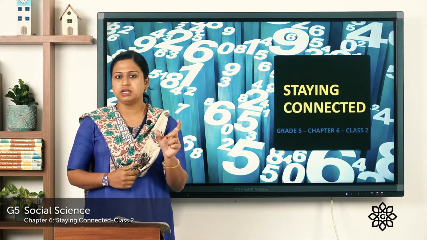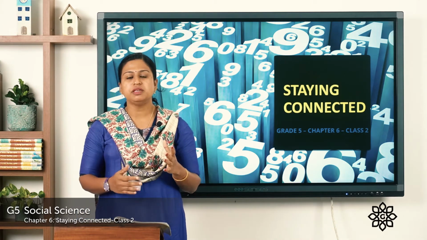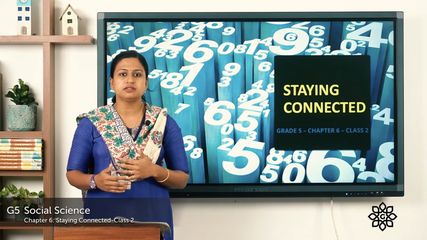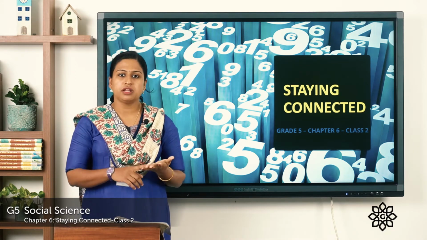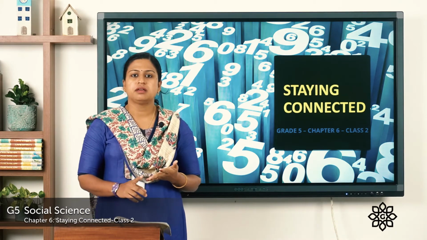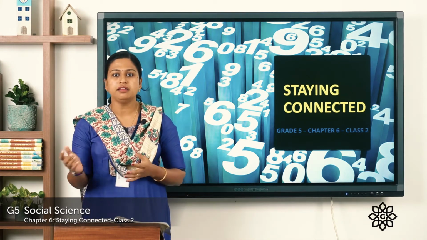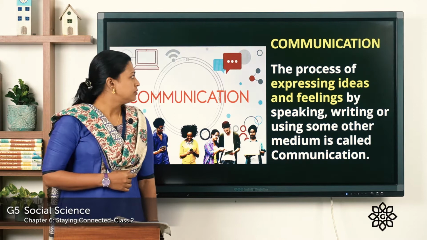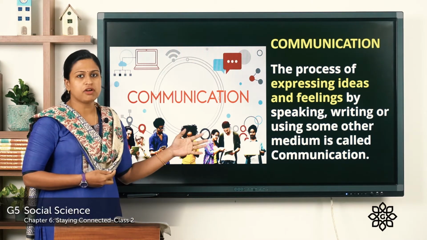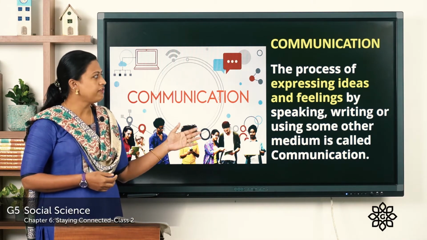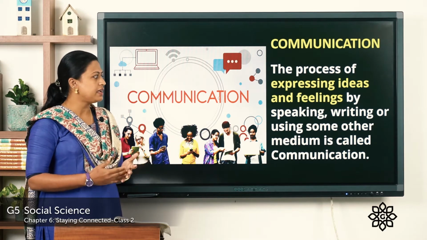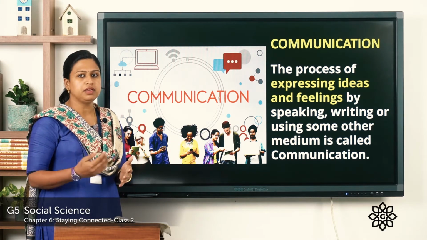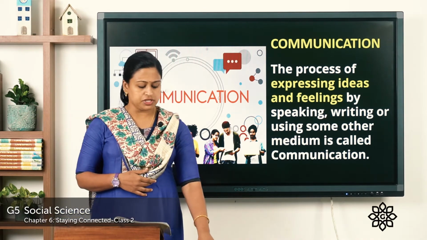So this word is a Latin word which means to share. So we can also say that it is sharing of information. It includes sharing of ideas, concepts, imagination, behavior and written content. Now this is a definition for communication: the process of expressing ideas and feelings by speaking, writing or using other means is known as communication.